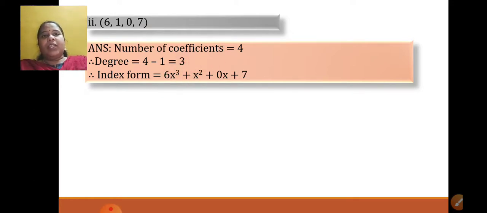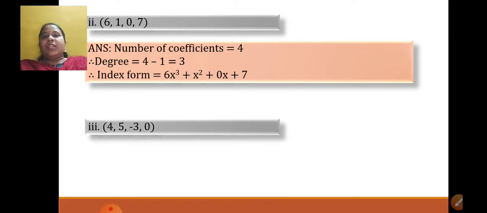I hope you have recollected all the important points. We have already done it. It is just a revision, taking a few sums from the problem set. Okay. Now this is the next one.